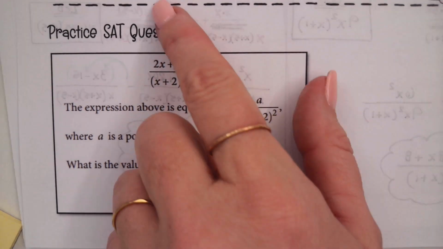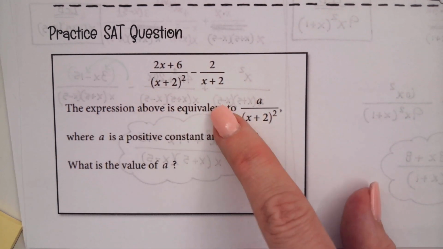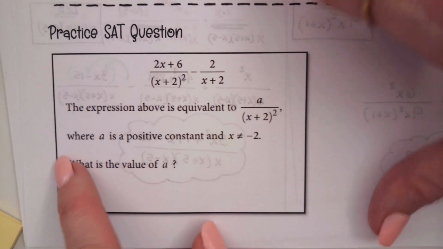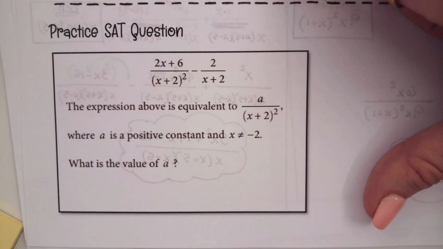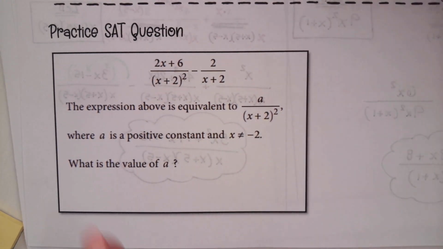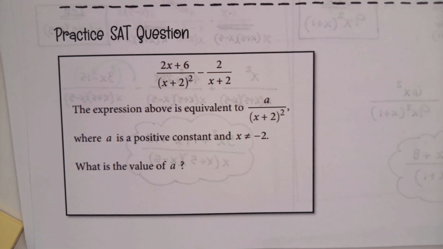All right, practice SAT question. Let's see, we got 2x plus 6 over x plus 2 squared minus 2 over x plus 2. The expression above is equivalent to a over x plus 2 squared. This right here is just a stipulation. It says a is a positive constant. X can't equal negative 2, obviously, because you'd have a 0 on your denominator. The question says, what is the value of a? What is it asking us to do?